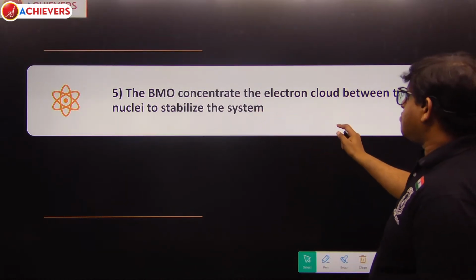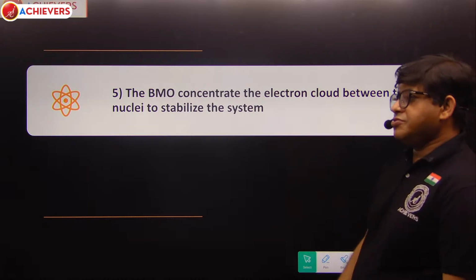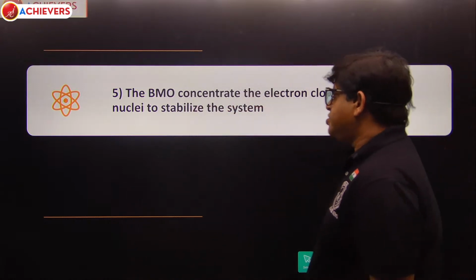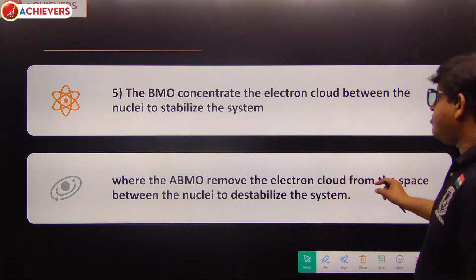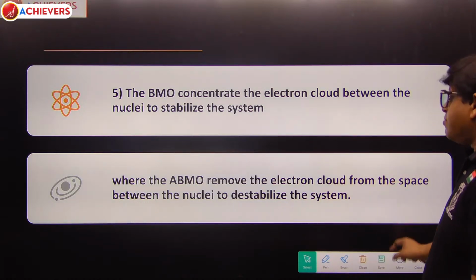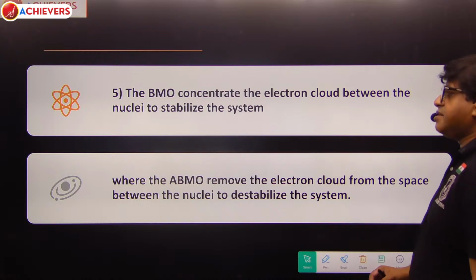Therefore, the bonding molecular orbital concentrates the electron cloud between the nuclei to stabilize the situation, whereas the ABMO removes the electron cloud from the space between the nuclei to destabilize the situation.